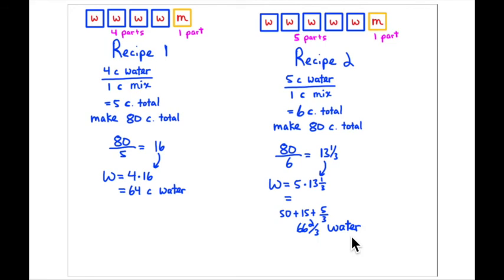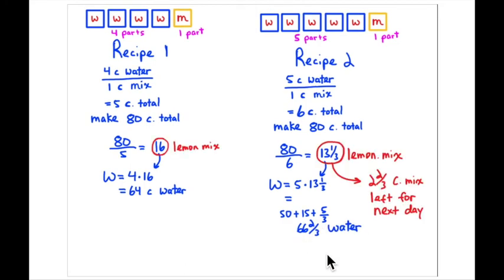How much to bring that up to the 80 total cups? How much mix do you add? You add 13 1/3 cups of mix. That's this last part. Remember, each of these parts are equal to 13 1/3 cups. This can get confusing if you don't go through it very slowly. So the water is 5 of those 13 1/3, and the mix is 1 more of those 13 1/3. So 66 2/3 plus this 13 1/3, that's going to make this total amount equal to 80 cups. That's going to fill the container.